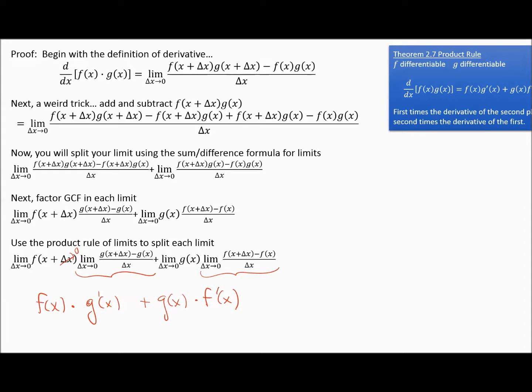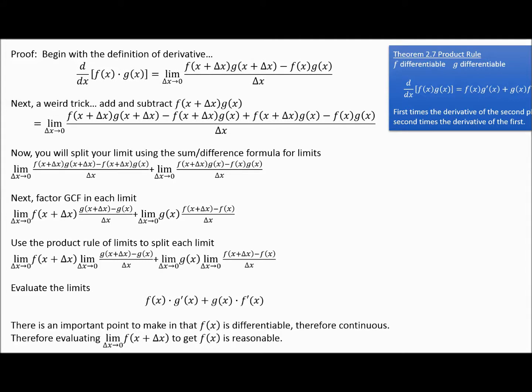Okay? So that's it. Now I'm going to show you it typed up. And there it is typed up instead. We evaluated the limits, and at the end of this proof I make that point again that since f of x is differentiable, that means it's continuous, and that means I'm allowed to substitute 0 in for delta x. You couldn't do that if you didn't know you had a continuous function because it might be undefined, right? But there's your proof. I'm not going to make you prove it at all. I just wanted you to see the proof before you use it.